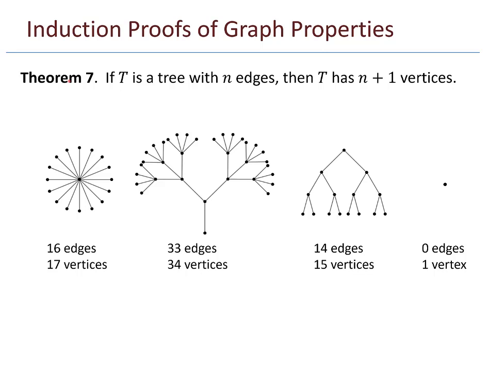Here are some examples that you can take a look at. You can see that it's true. And I encourage you, even just doodle around a little bit, make a little tree, and see for yourself that the number of vertices is always one more than the number of edges. And it's even true in the trivial case. Even true when there are 0 edges, there is 1 vertex. All right, let's prove this result.